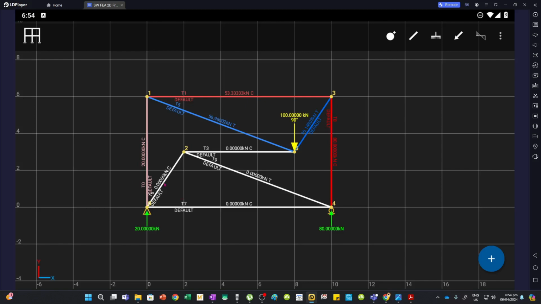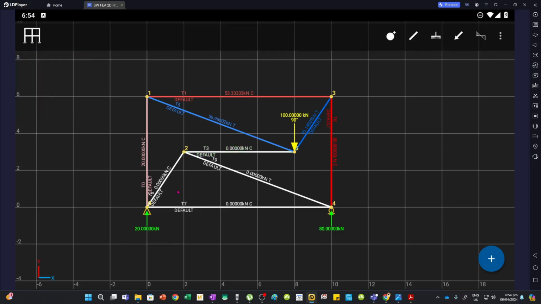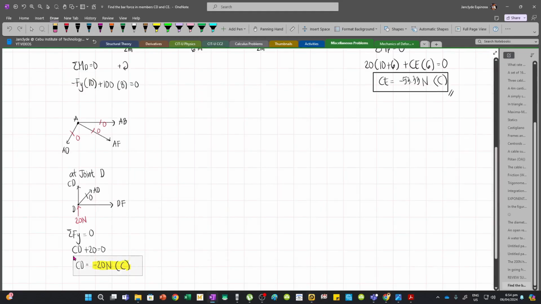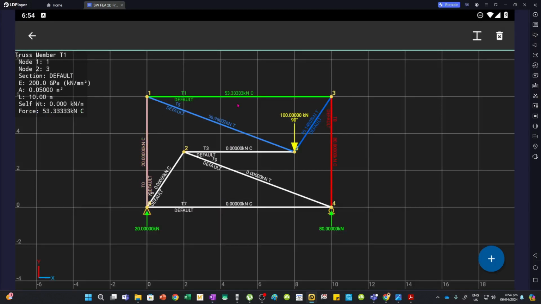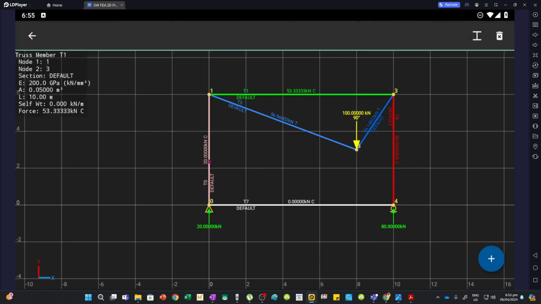Notice that at this joint, all of these members have 0 forces. And then we have CD equal to 20 kN compression, which is this one. And then we have CE, which has a value of 53.33 in compression. And so this is now correct. Now you can actually remove this node. Nothing changes. As you can see, we have retained the forces, 53 here, and then here 20.